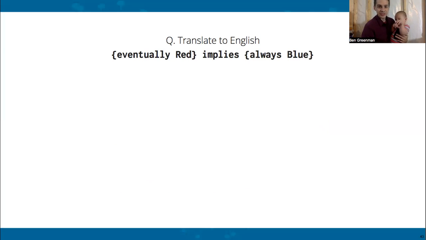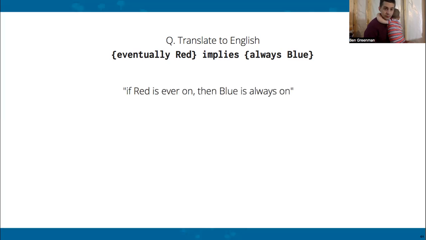Here's one other translation question. Formula: eventually red implies always blue. So let's look at a couple possible translations. If red is ever on, then blue is always on. Is that a correct translation? Yes or no? That is a yes. That one's correct.